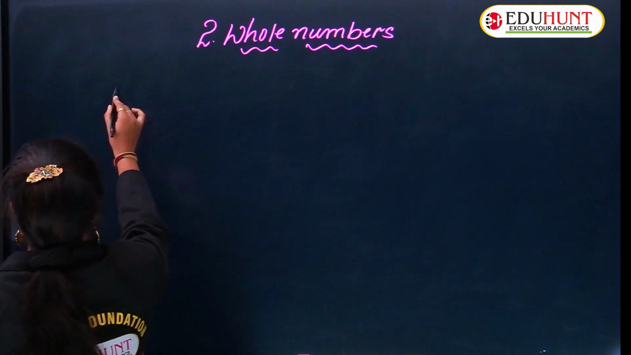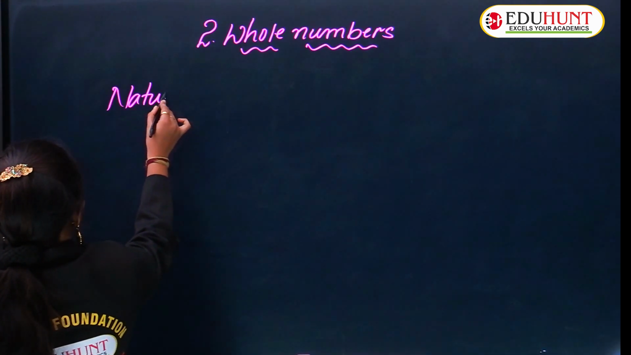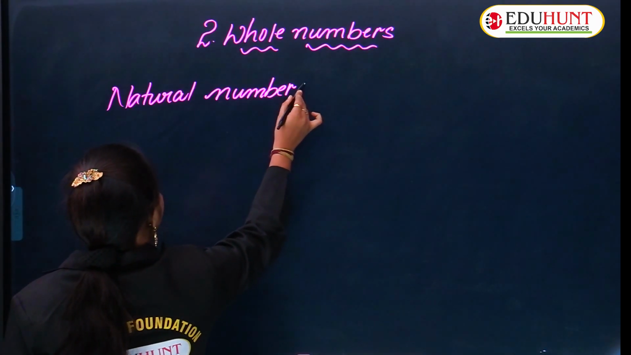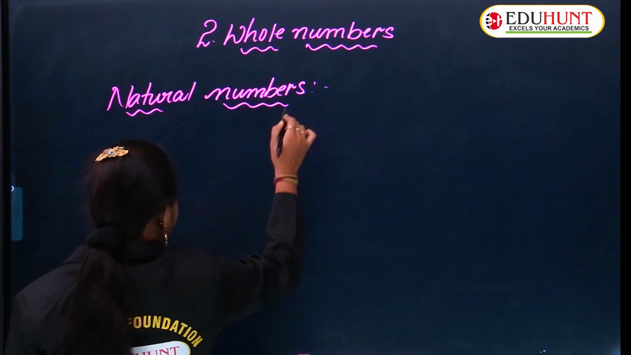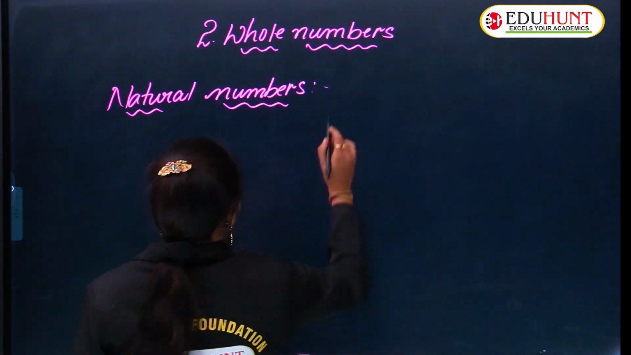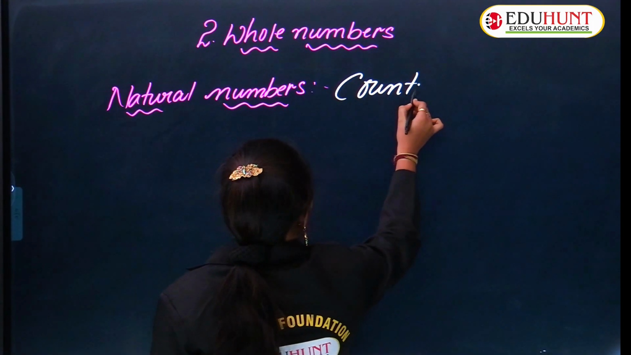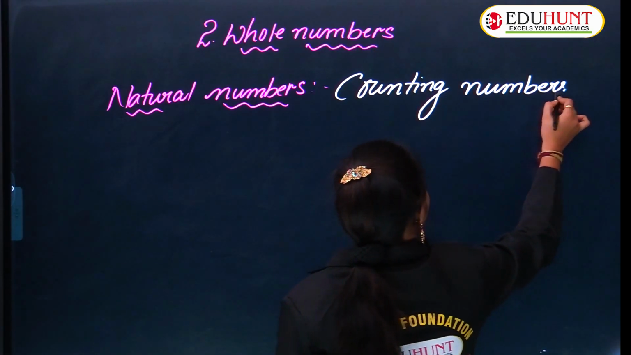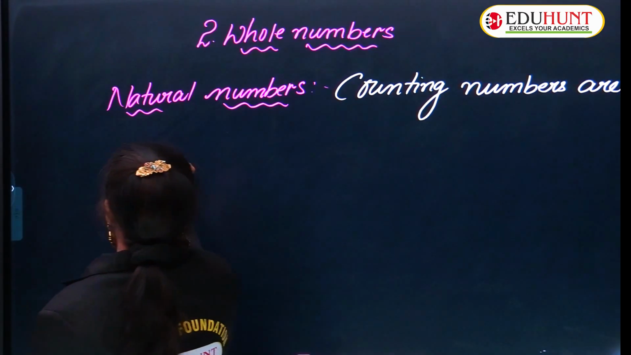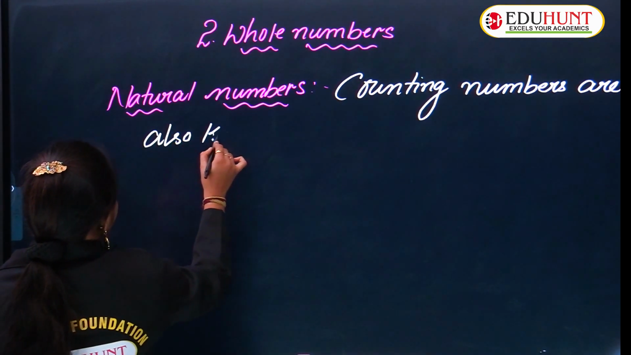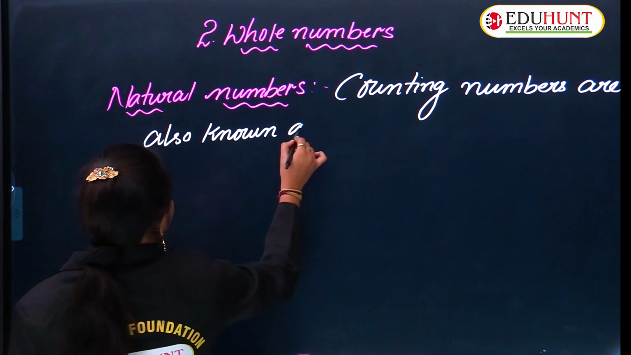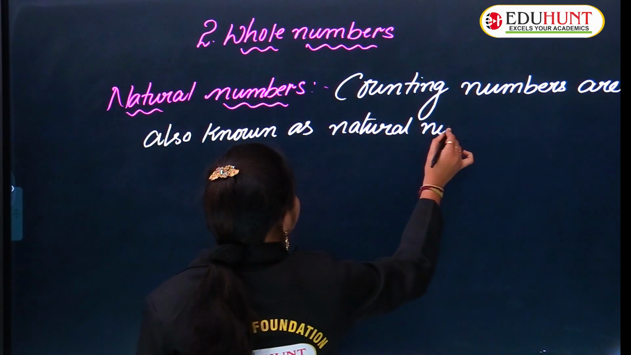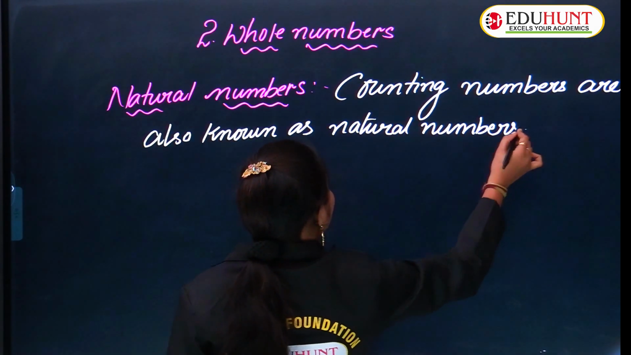See here, what about natural numbers? Natural numbers means counting numbers. Counting numbers are also known as natural numbers. Okay, this is the definition of the natural numbers.